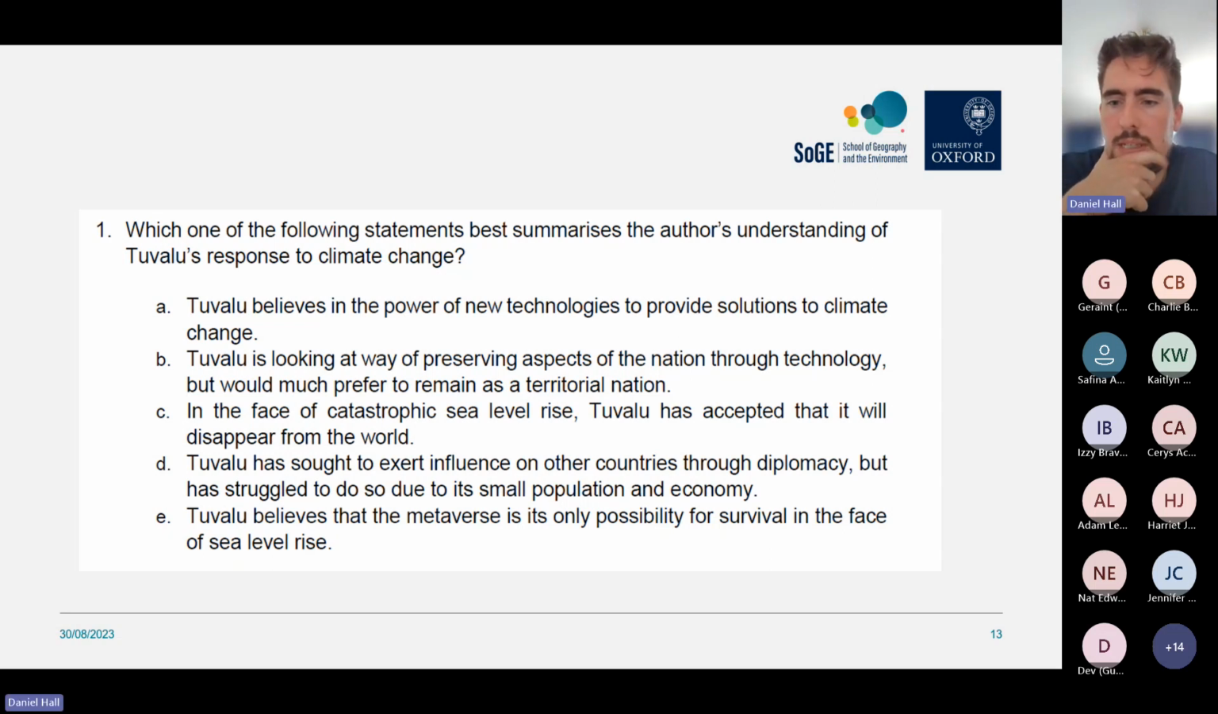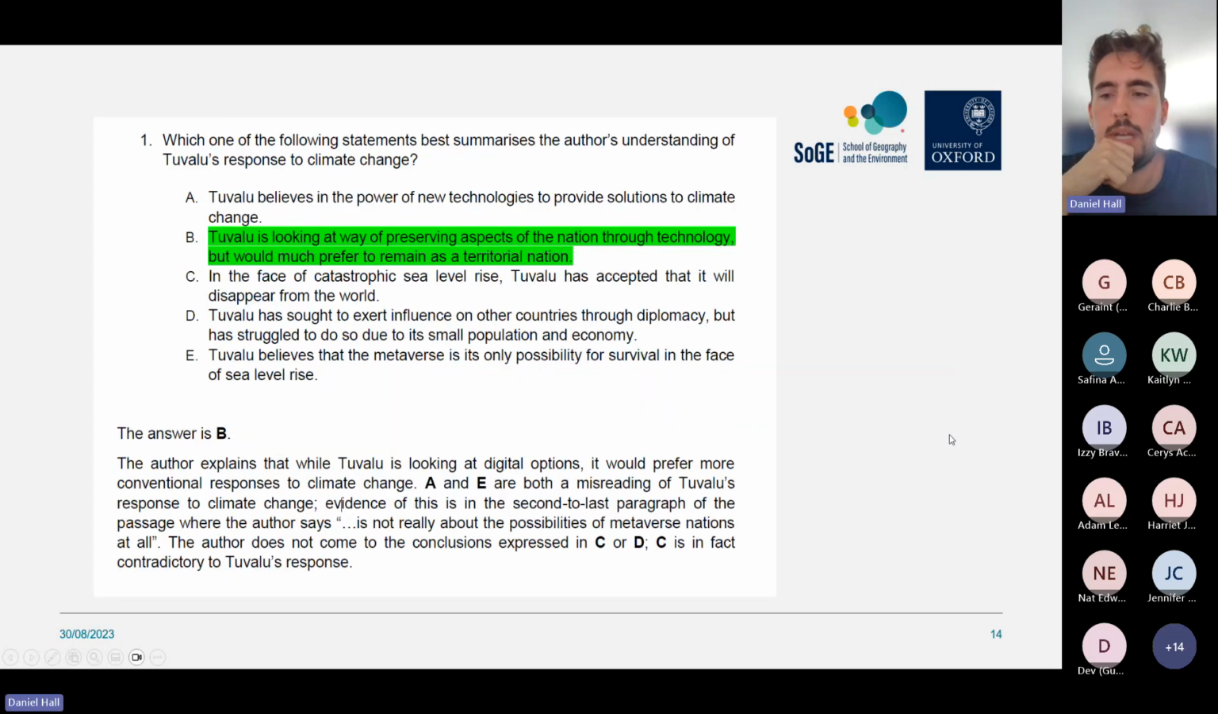Okay, B, B, B. Yeah, so looking like B, and you're absolutely right. The correct answer is B. The author explains that while Tuvalu is looking at digital options, it would prefer more conventional responses to climate change. A couple of the other potential answers were close to this, but there are important nuances between the statements.